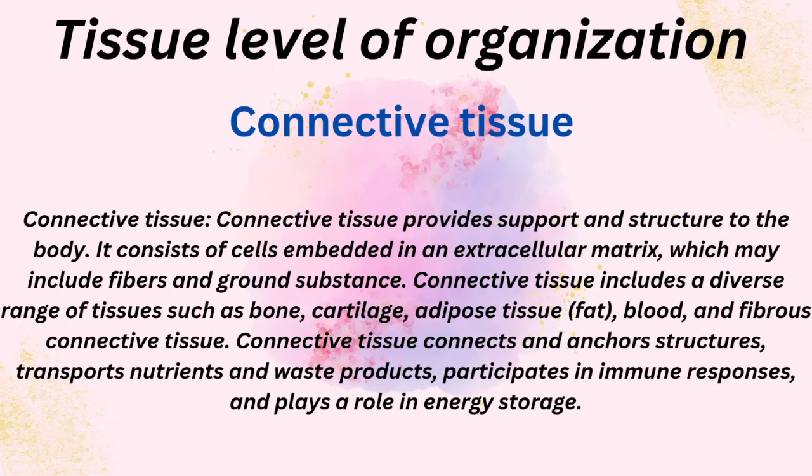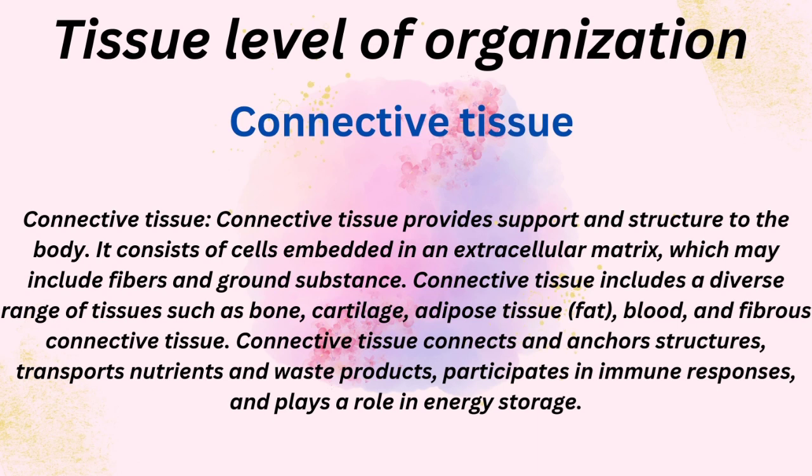Now the second type of tissue is connective tissue. Connective tissue provides support and structure to the body. It consists of cells embedded in an extracellular matrix, which may include fibers and ground substance. Connective tissue includes a diverse range of tissues such as bone, cartilage, adipose tissue, blood, and fibrous connective tissue.